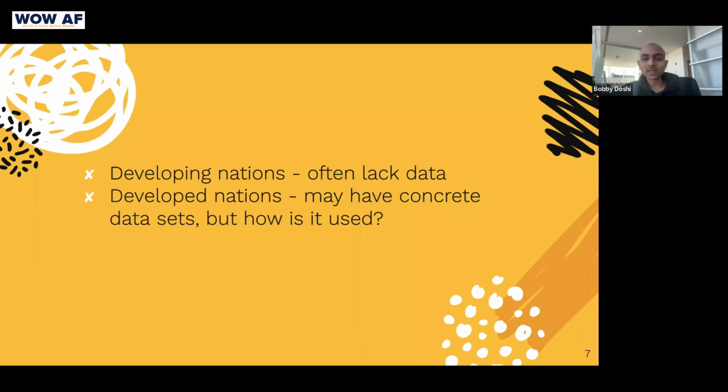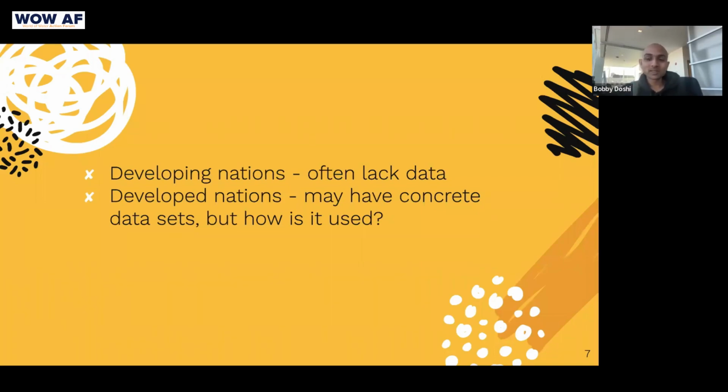That's one thing. Second thing, developed nations. I went to US government website to get data about water. There are huge amounts of data regarding water. So what? Like, what are we doing with this data? We have the concrete data, but what is happening with this data? Is the layman using this data? Is he aware of how to read this data?